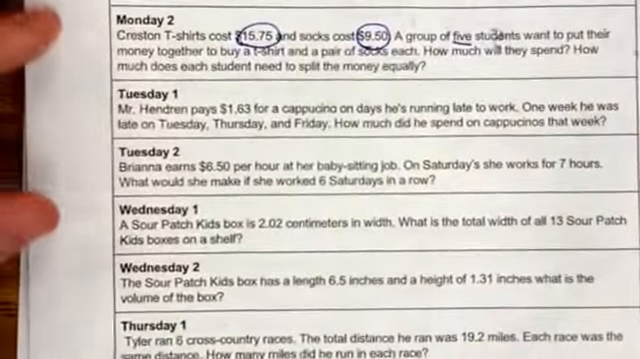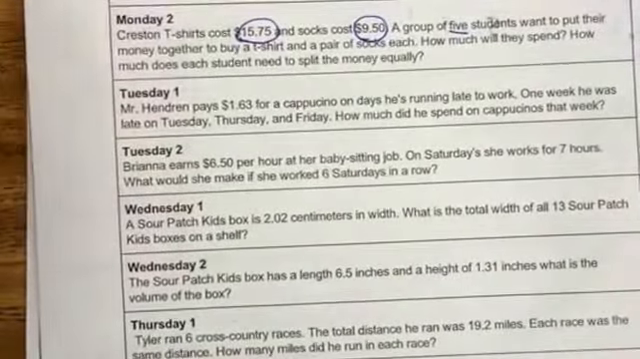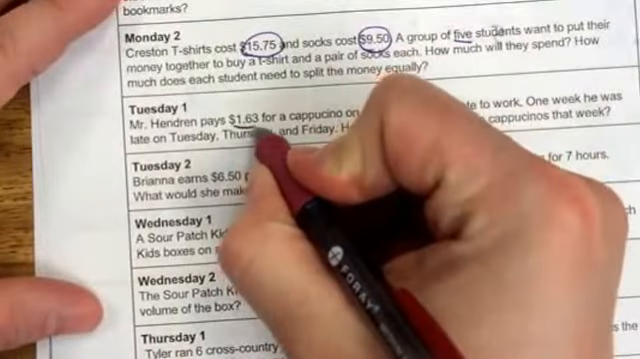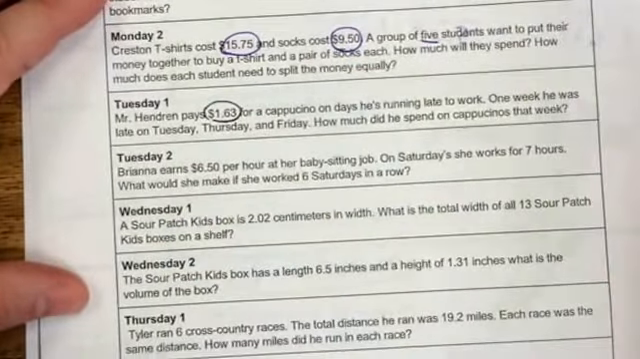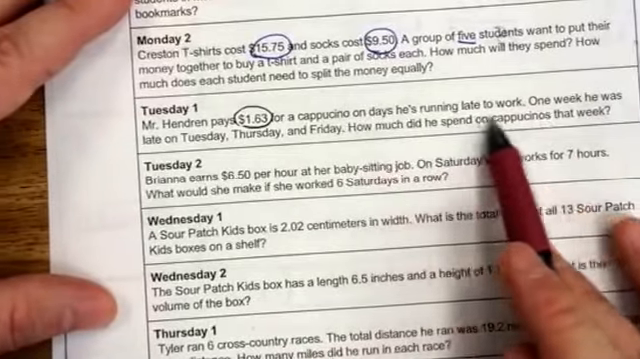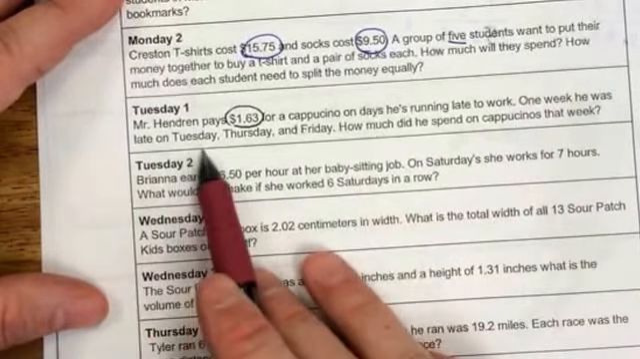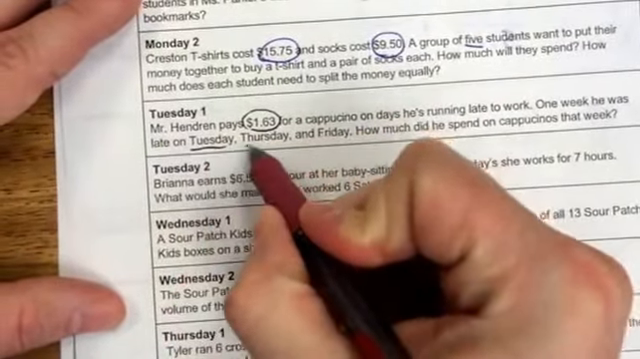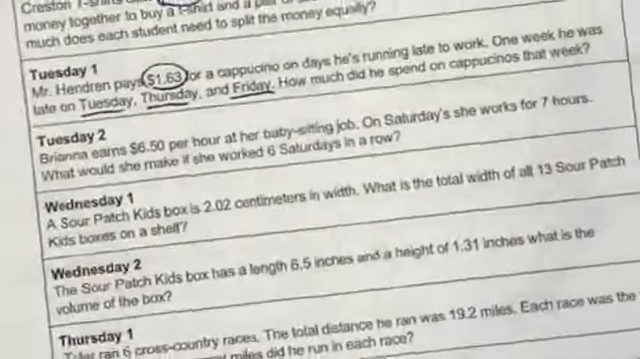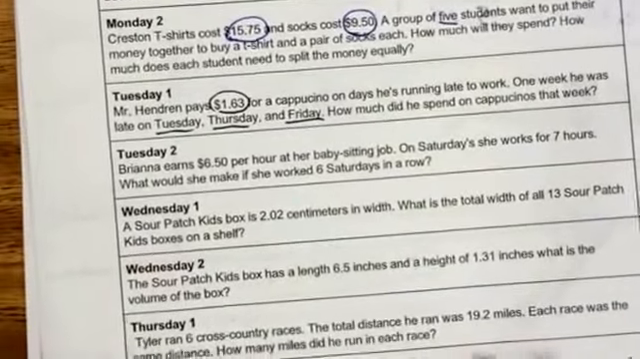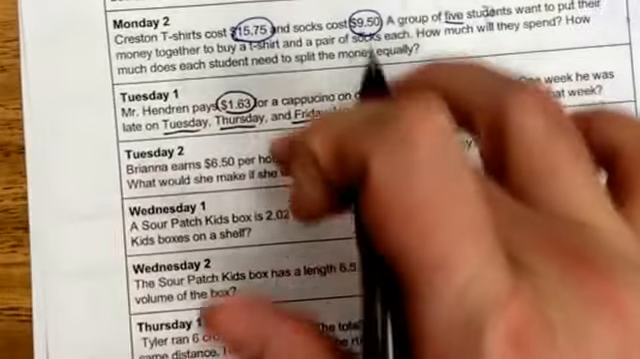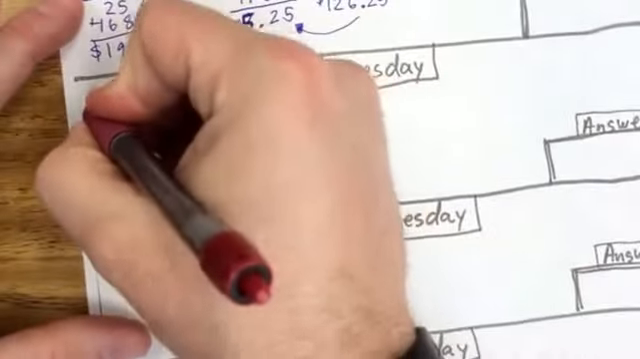All right. Let's look at our 2 bell ringer problems, our 2 word problems here. Mr. Hendren pays $1.63 for a cappuccino on days he's running late to work. 1 week he was late Tuesday, Thursday, and Friday. How much did he spend on cappuccinos that week? Well, we have 3 days that he was late. They each cost $1.63, so I'm going to do $1.63 times 3.